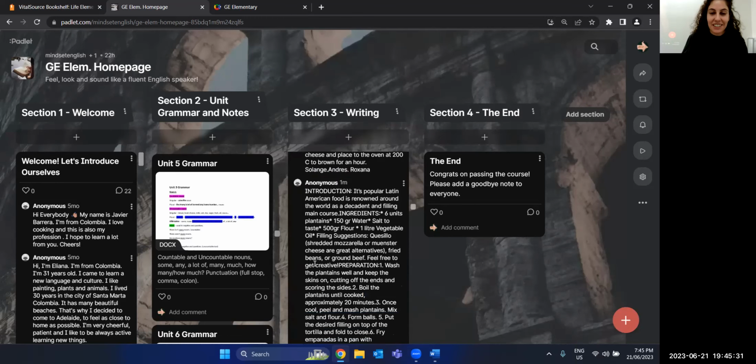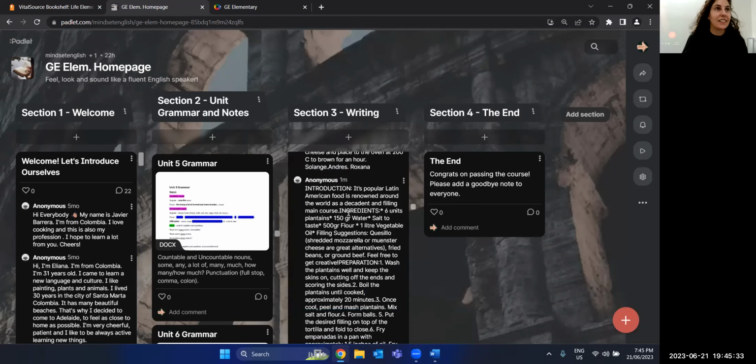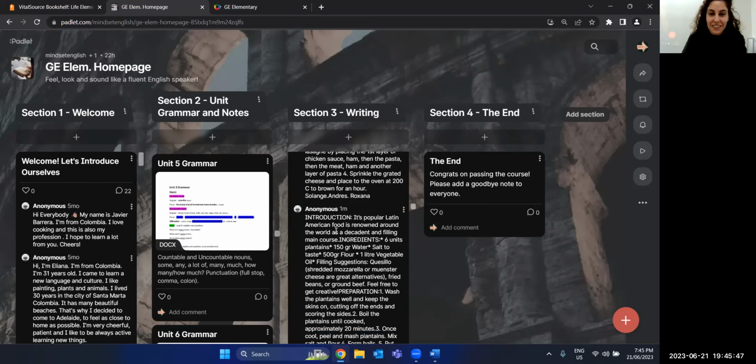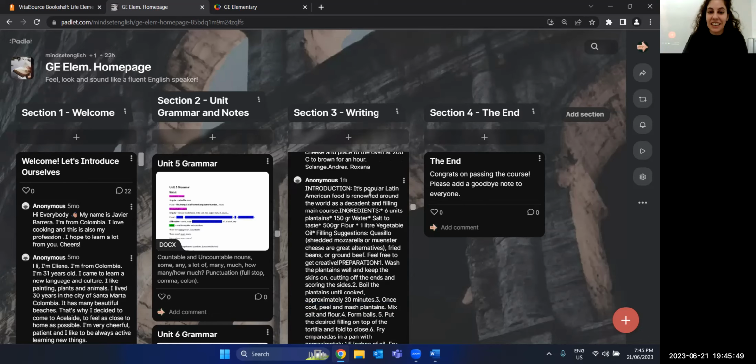Okay, we've got at 200 degrees to brown. So the top of it, because it's got cheese, sprinkled with cheese, it will go a bit brown color. So to brown until the color changes to brown. Good. Okay, next one, introduction.